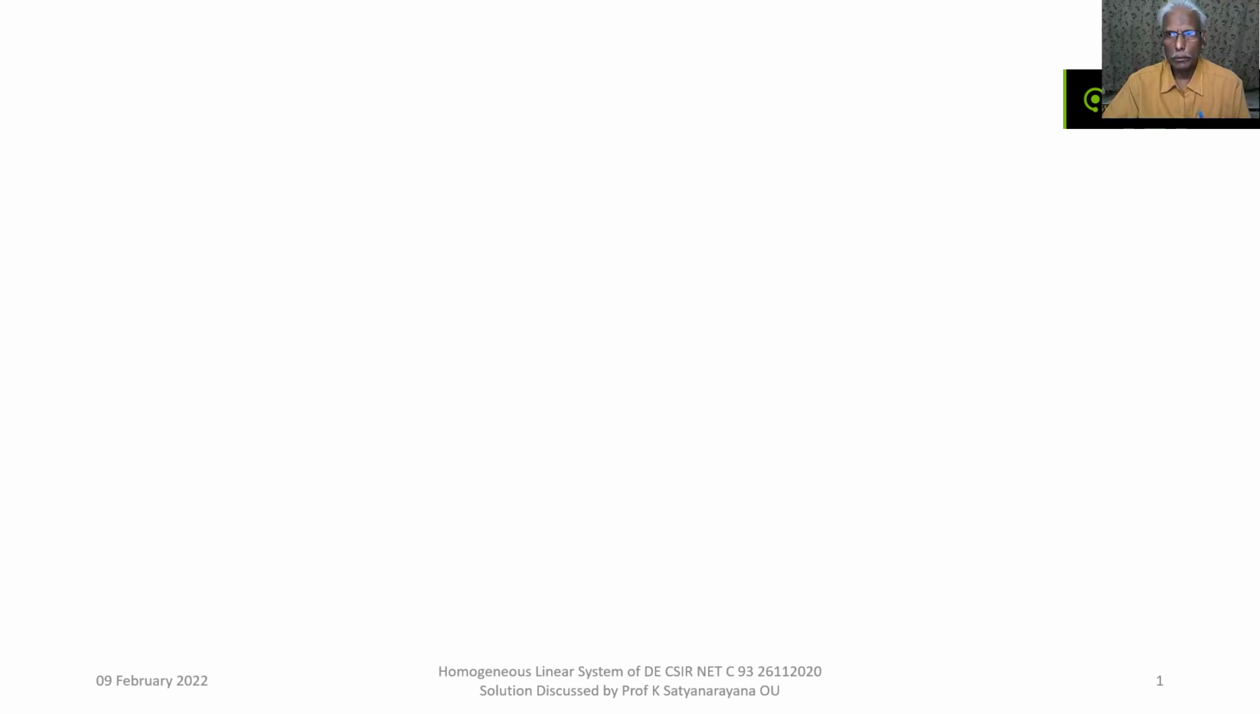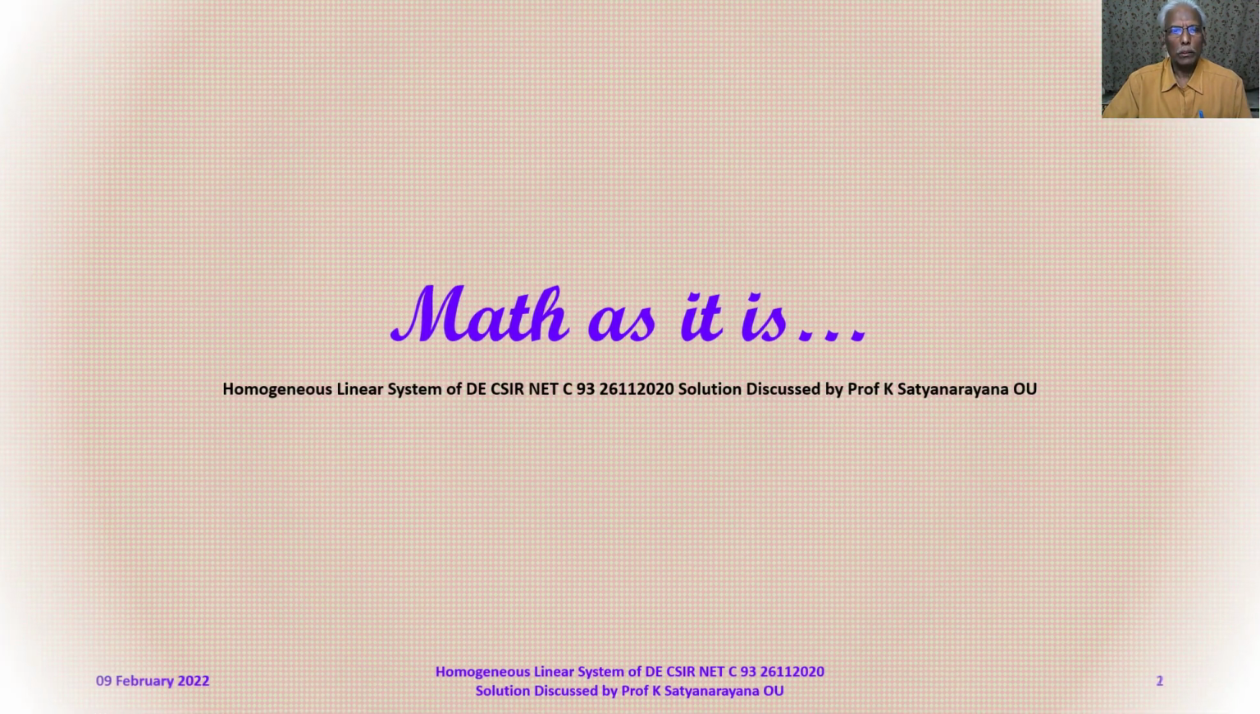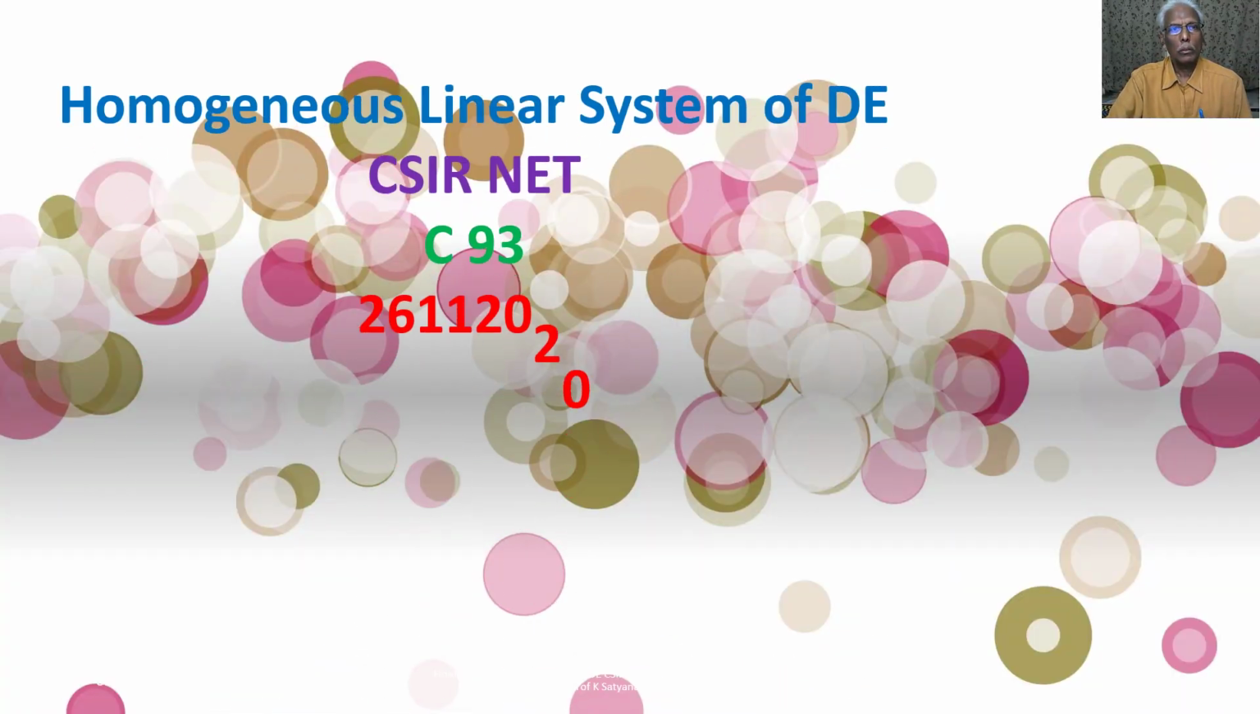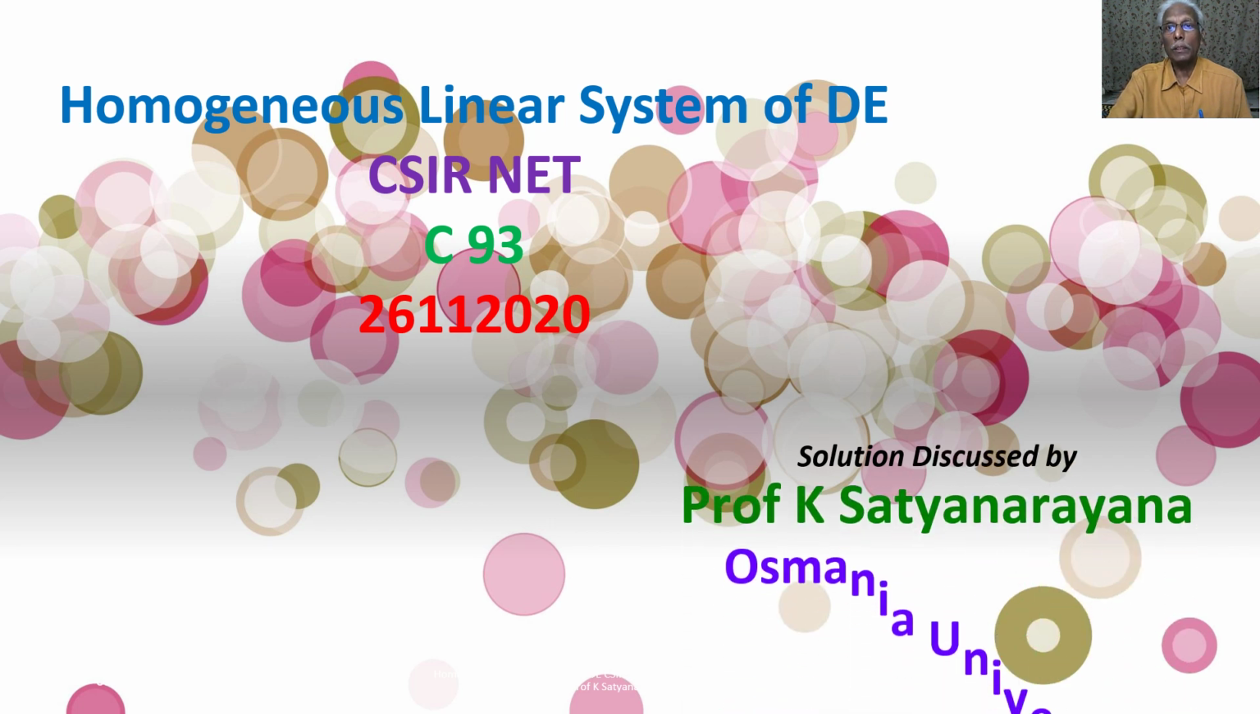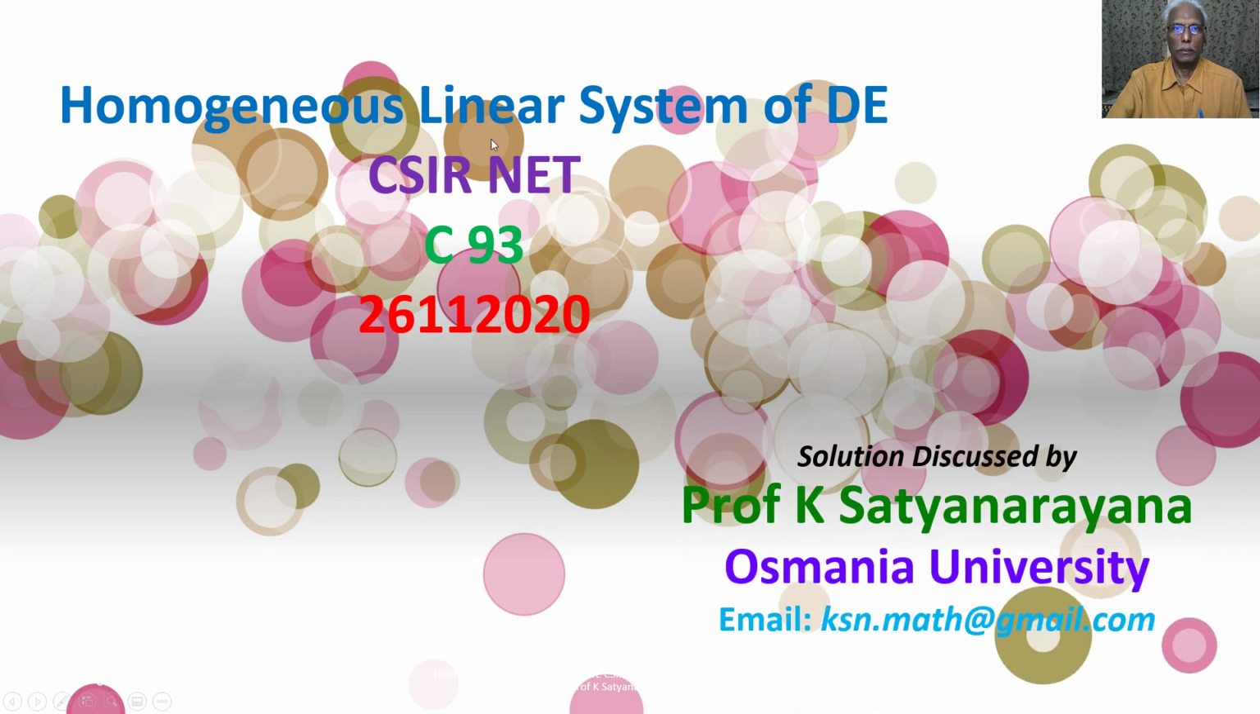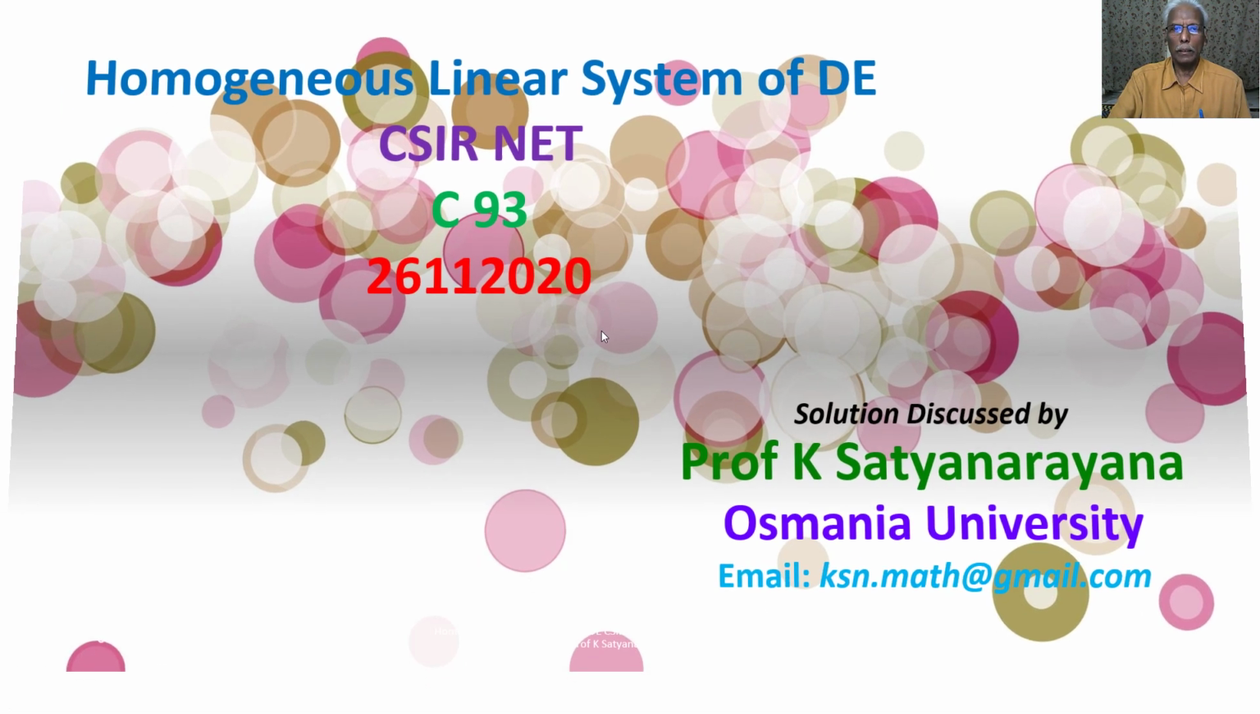We will now discuss the solution of a problem from the section Differential Equations. The problem is on a homogeneous linear system of differential equations, a system which is linear and homogeneous. This problem has appeared in the CSIR National Eligibility Test held on 26th November 2020.